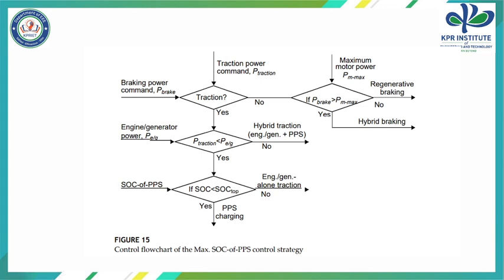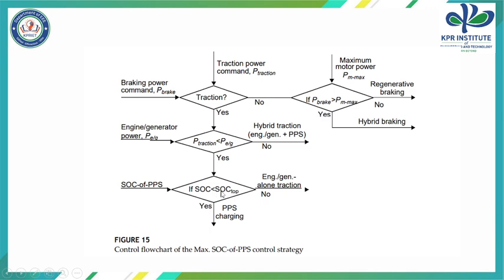Next we are going to see the control flow chart of the maximum SOC of peaking power source control strategy. So with the continuation of the previous diagram, here we have a traction power command, and here we have a braking power command. These are analyzed with the help of loop operation, either traction or braking power. If it is traction, it is checked whether the traction power is less than or greater than that of the engine generated power. Here the engine generated power is greater than that of the traction power, so that is going to be a state of peaking power source charging.